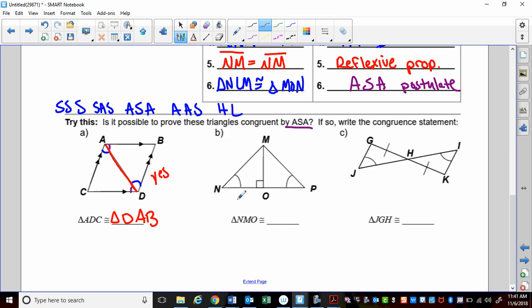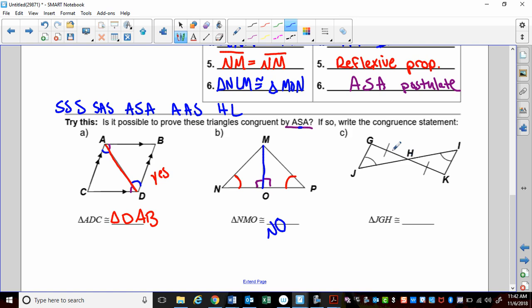Remember, this order matters. So they're telling us that this angle is equal to this angle. I know that if this is a 90-degree angle, then this one will be a 90-degree angle because this forms a straight line. So these 2 angles are equal. But then we have the next side. Is this side in between my 2 angles? No. So we cannot prove that they're congruent by angle, side, angle. Remember, the side has to be in between my 2 angles.